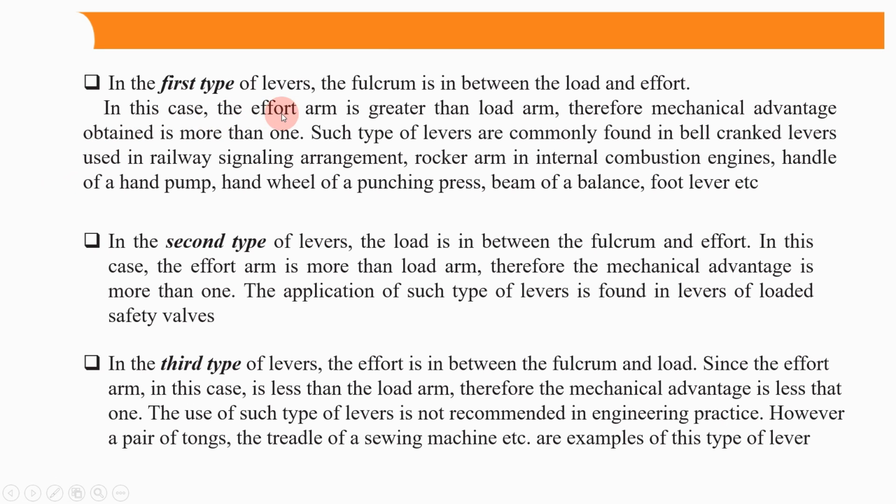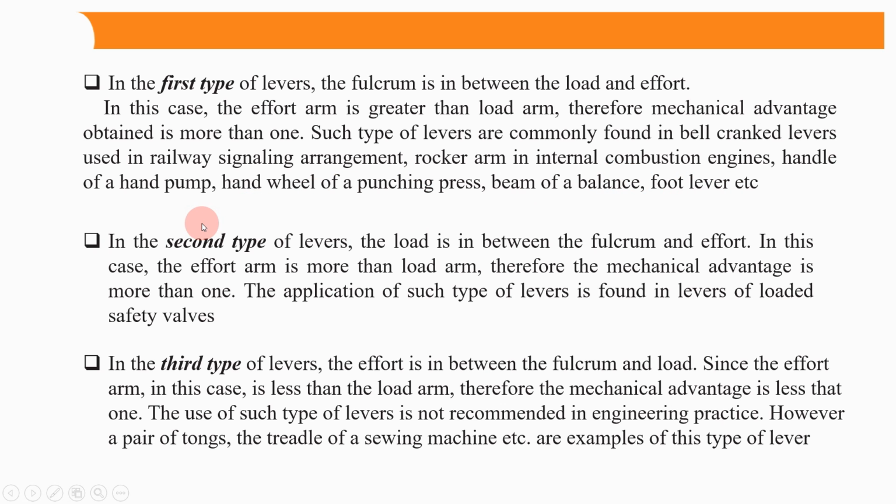In this case, the effort arm is greater than the load arm. See guys, in this case the effort arm is greater than the load arm, therefore the mechanical advantage obtained is more than one. Such types of levers are commonly found in bell crank levers used in railway signaling arrangements, rocker arms in internal combustion engines, handle of hand pump, hand wheel of a punching press, beam of balance, foot levers, etc.